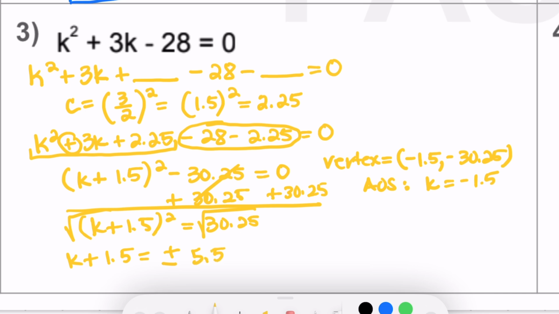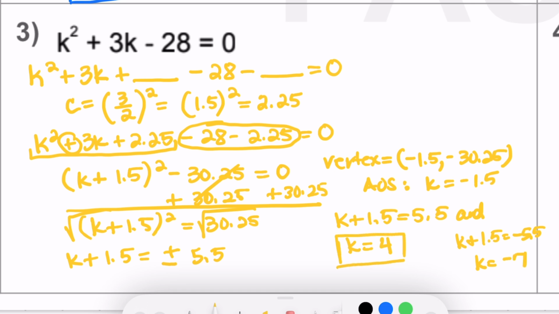Go make your two equations. k plus 1.5 is equal to 5.5. And k plus 1.5 equals negative 5.5. On this side, k would equal 4. And here, k will equal negative 7. And those are your two solutions for question 3.